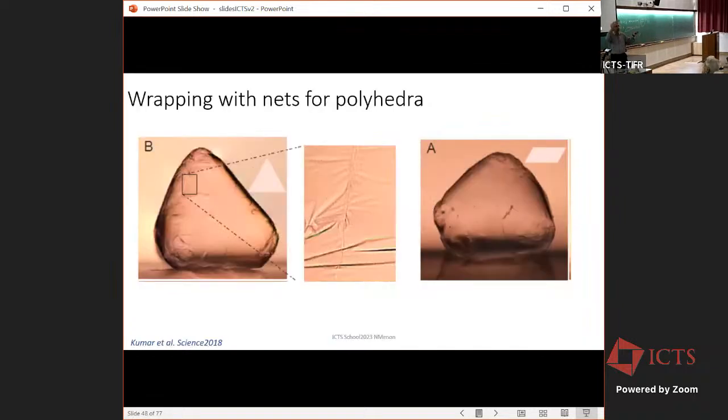And now you can start playing games. Instead of discs, you can start doing it with other weird shapes. This is a net that will fold up into a tetrahedron. Again, you manage this very good seam.